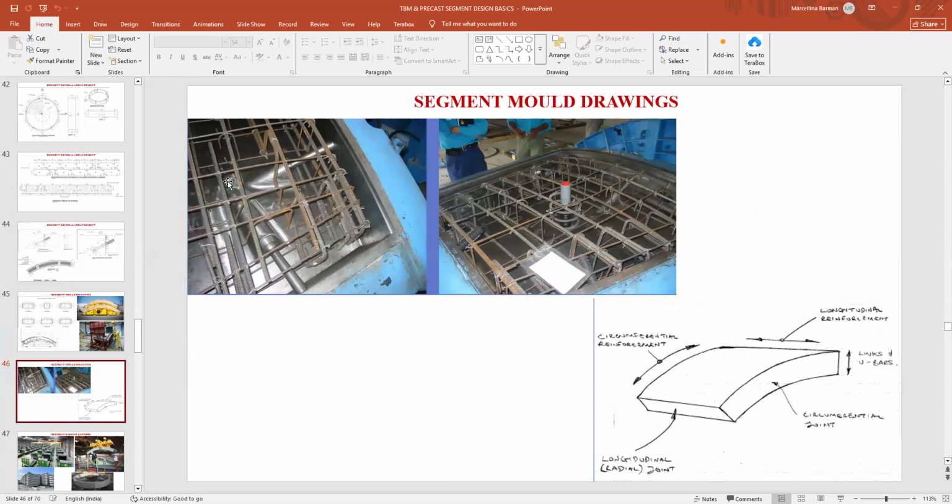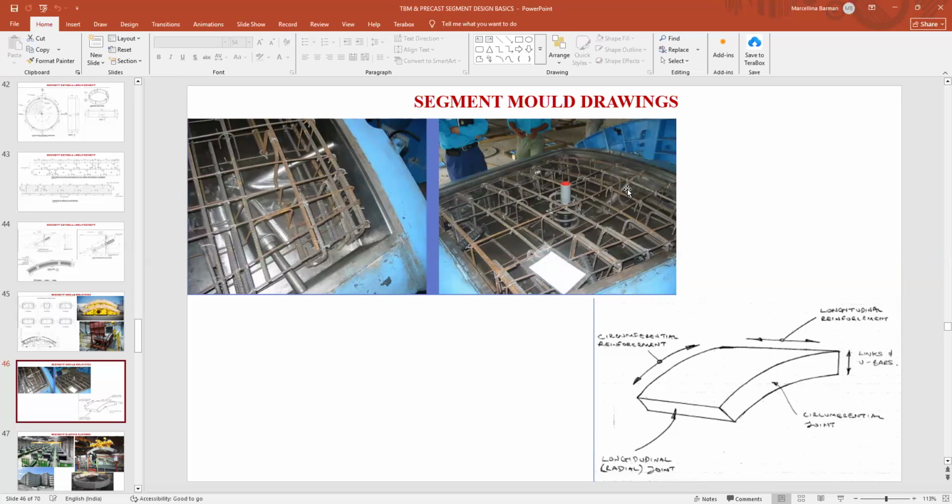So when you are casting, this groove is already being formed along, and this is the reinforcement you are putting. So this is the mold where you are putting the reinforcement, and after the reinforcement, the concrete has been poured, and then it is cured. It is basically steam curing. After that, it is demolded, and then it is stacked.